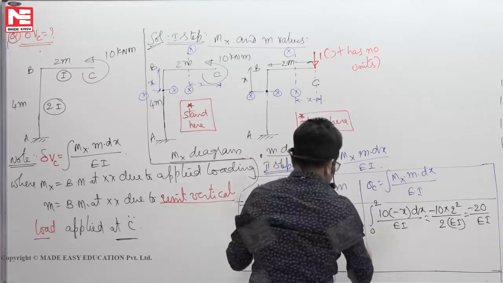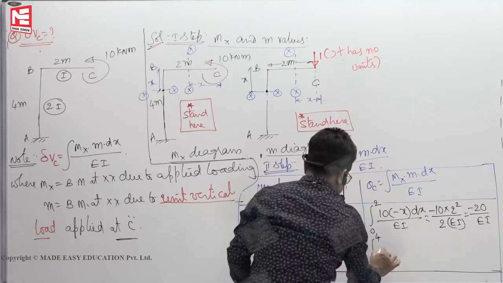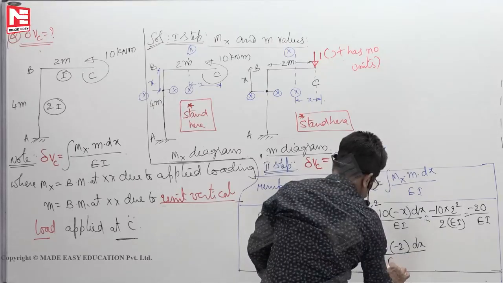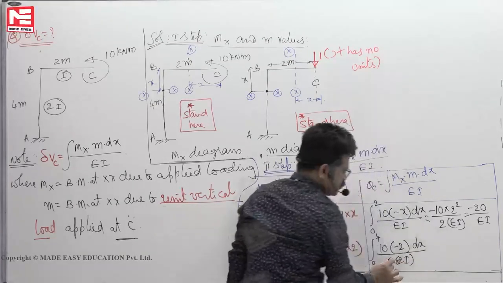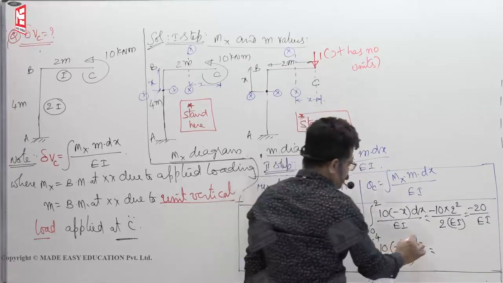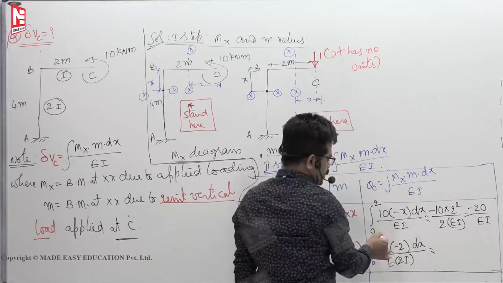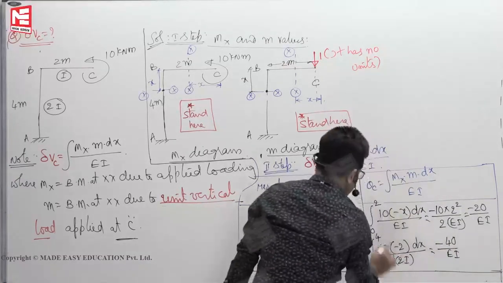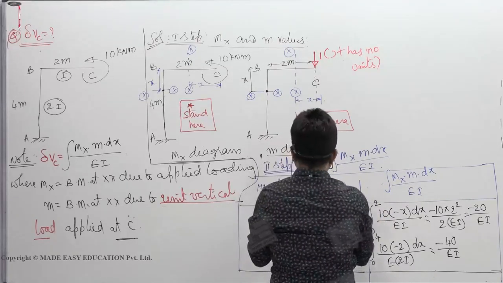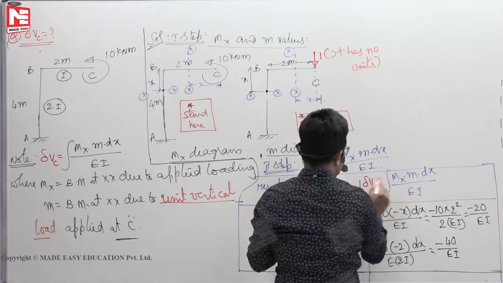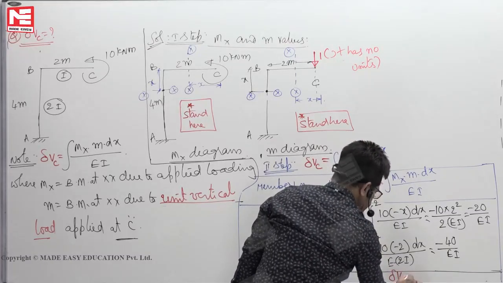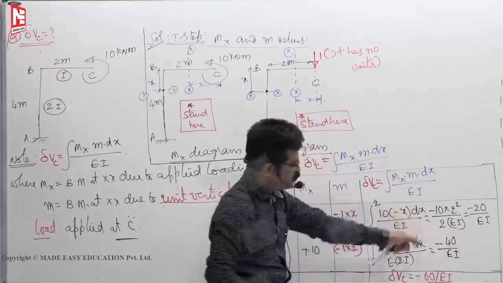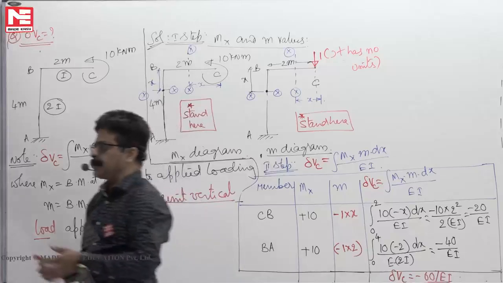Now limits of integration are 0 to 4. Mx 10, m is minus 2 into dx by E into I. I means 2I. This always you have to be careful. 2 cancels out, 10 into dx is x. So 10 into x means x limits are 4. So minus 40 by EI. So now this value is also what we are finding, delta vertical displacement of C. So you will get delta Vc is equal to minus 60 by EI. So minus 20, minus 40, minus 60 by EI.